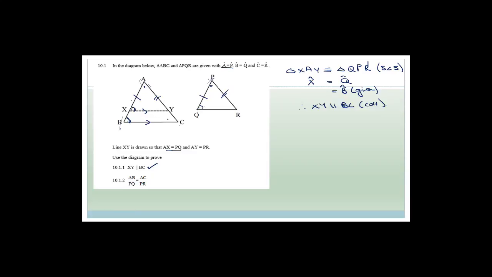Okay, so this is just doing ratio and proportion, because if you know that triangle ABC is proportional to PQR, then you know that AB over PQ has to equal AC over PR. So that's a silly question. Let's move on to this question.